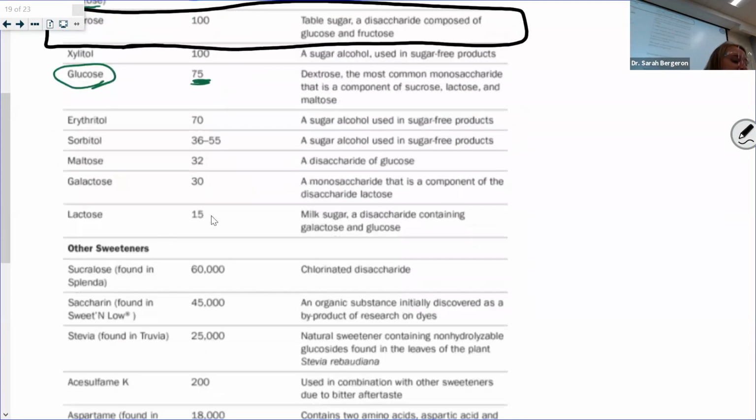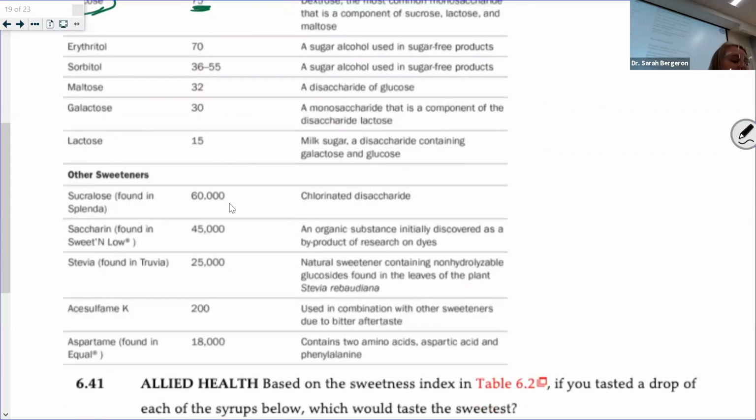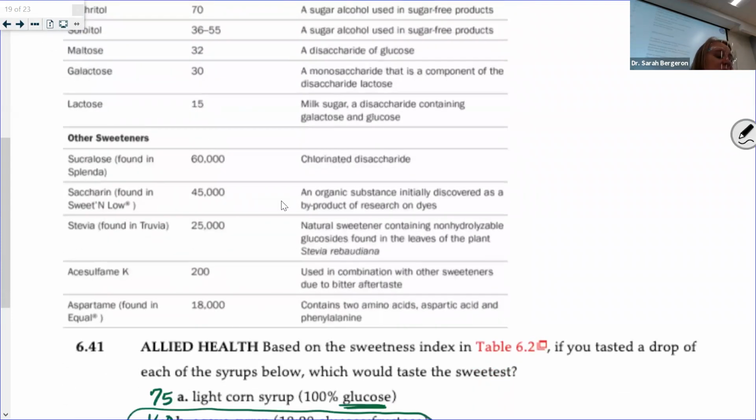All right, and then we come down here and we see these artificial sweeteners. So our artificial sweeteners, look at the sweetness level. That's insanely high, right? I know you've gone down the baking aisle, right?